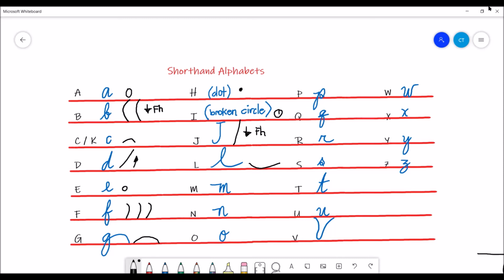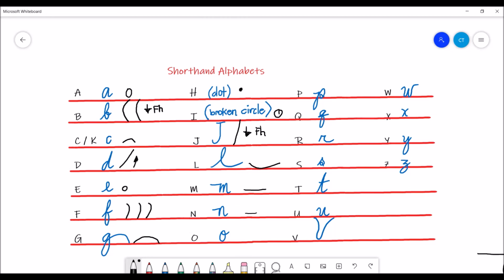Letter M, we remove here the main body part. Same with letter N. So the remaining a straight line is now the shorthand form. So we have letter M, which is just written a little bit above the line of writing. So it's a forward straight line. Okay, I repeat, it's a forward straight line. And N is shorter. The same forward straight line, but it is shorter than letter M.